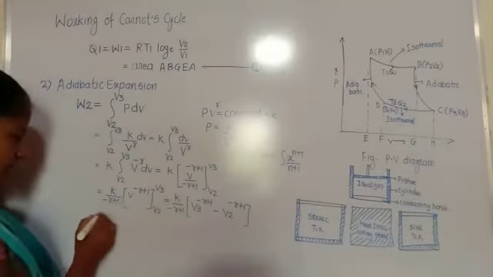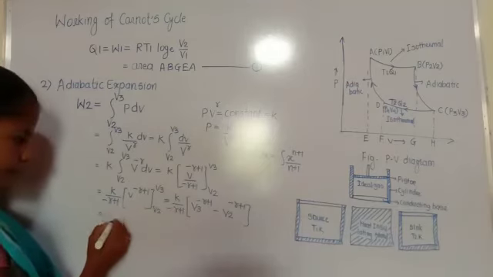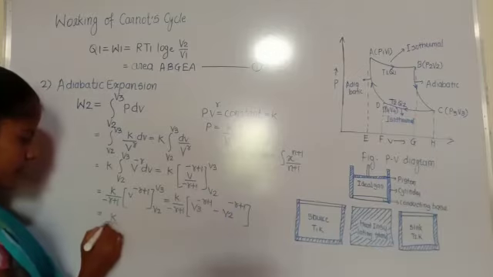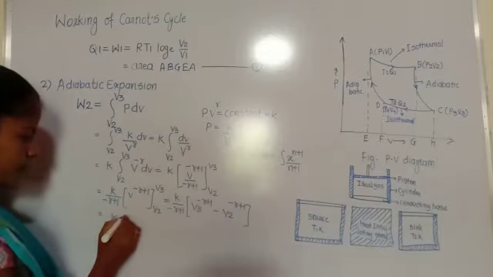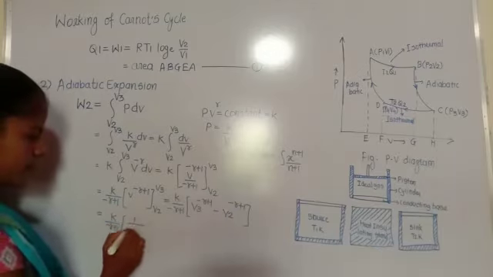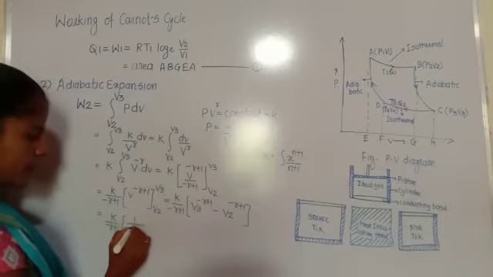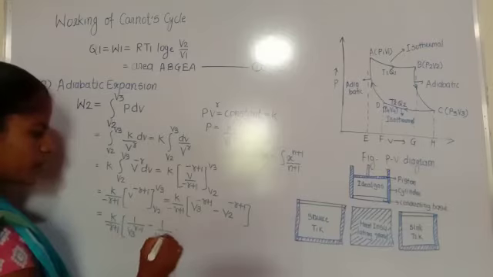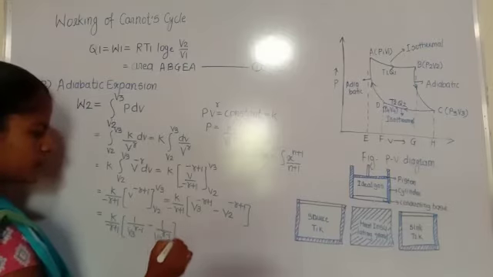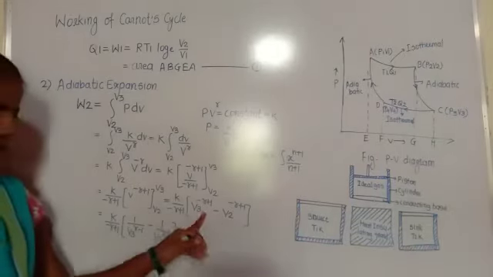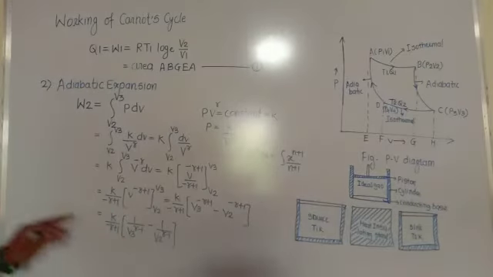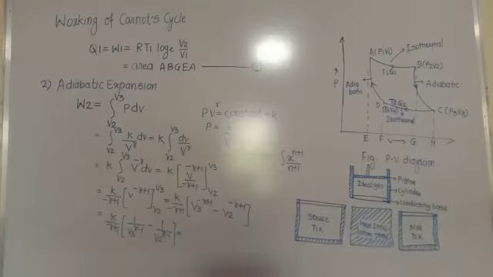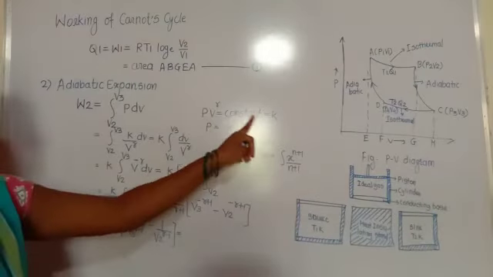So this k we take inside, and when we convert this we get k by minus gamma plus 1 divided by v3 gamma minus 1, minus 1 divided by v2 gamma minus 1. Means this numerator converted to denominator on the lower side, we get this term. So this k is nothing but PV gamma equals constant.